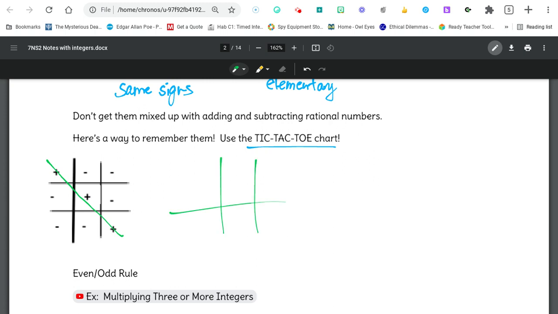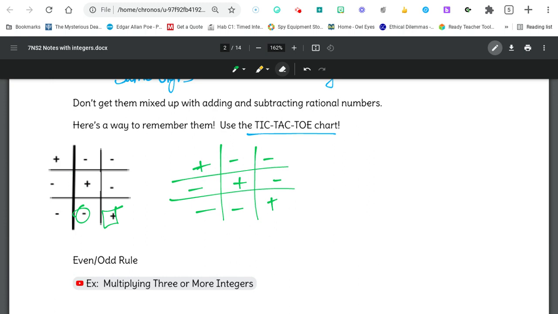So if you're doing your tic-tac-toe chart, it looks like this. Filling all positives here and the rest of these are negative. If you're doing it on your own, you can say a negative times a negative is a positive. You could say a positive times a positive is a positive. You just use the tic-tac-toe chart if you forget your rules.